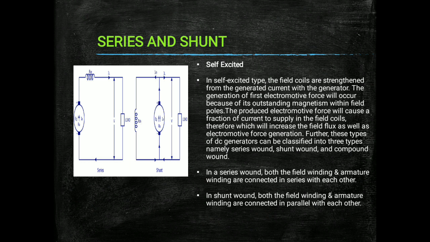So at first, the series generator. In case of series generator, the armature and field are connected in series with each other, and in case of shunt generator, the armature and field are connected in parallel with each other. Here you can say that in case of series generator, the field resistance is very low, and in case of shunt generator, the field resistance is very high.